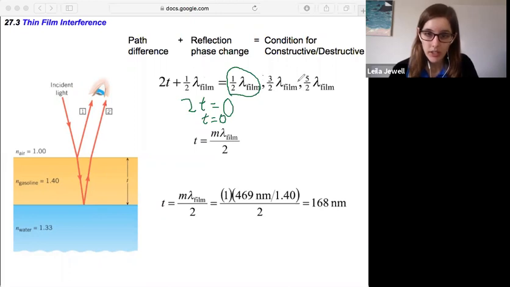But we could try another one. So we could say, okay, let's try a slightly larger path length difference, 3 halves lambda film and 2t with the 1/2 lambda film. So if we subtract the 1/2 lambda film over there, then we get 2t is equal to something that is non-zero. 3 halves minus 1/2 is just 1. So it's just equal to this lambda film.